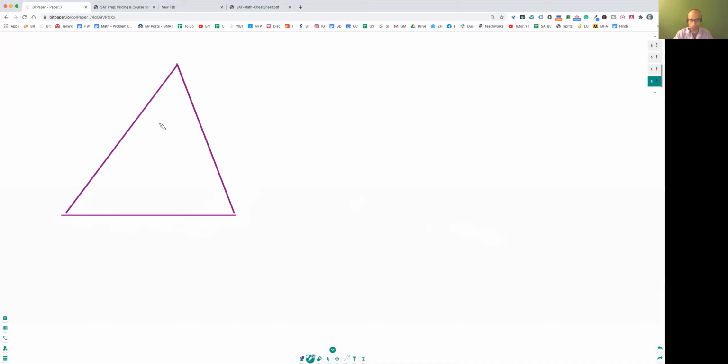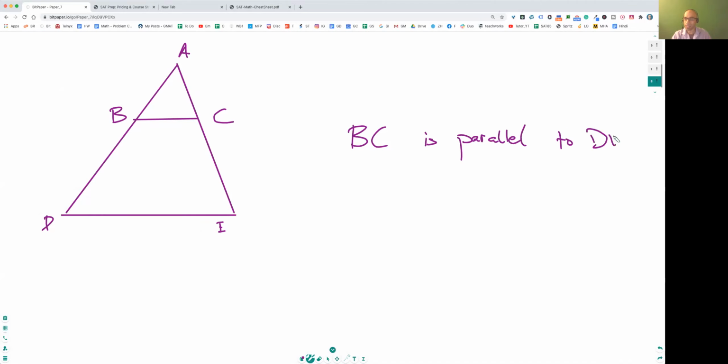Sometimes the SAT guys will be very interesting and they won't even tell you it's similar. What they're going to tell you that's going to help you figure out it's similar triangles is this idea. A, B, C, and D, E, okay? They're going to tell you that BC is parallel to DE.